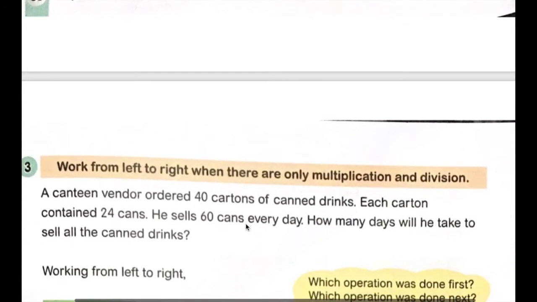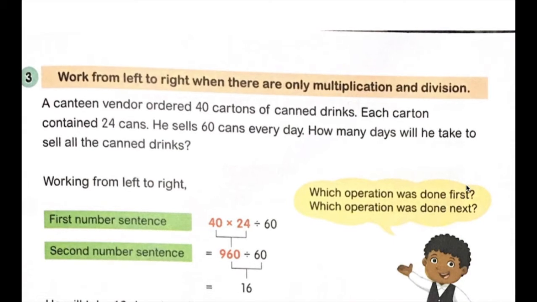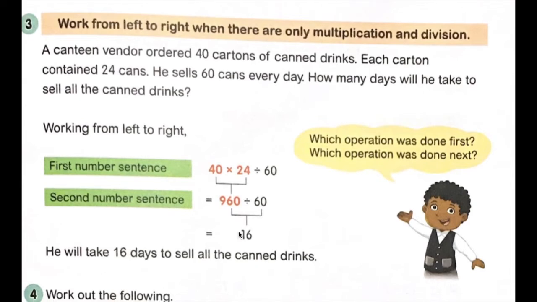Okay, next one. Work again from left to right when there are only multiplication and division. Karena perkalian dan pembagian itu sama kuat ya. For example, 40 times 24 divide by 60. Do it from left to right. 40 times 24 first. 960 and divide by 60. It will become 16.